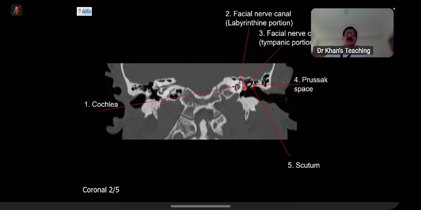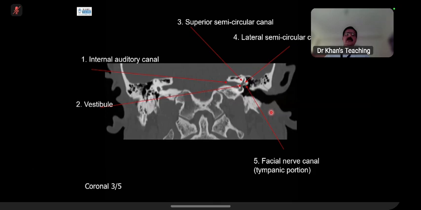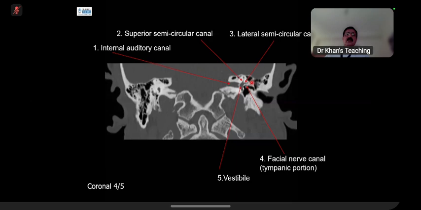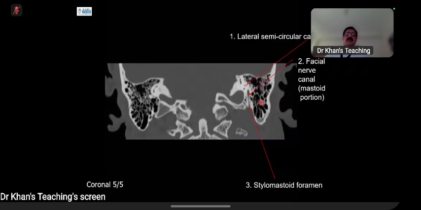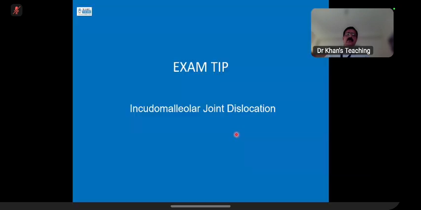This is the tympanic portion. This is the labyrinthine portion. And here we can see the superior semicircular canal, the lateral semicircular canal, and the facial nerve canal is inferior to the lateral semicircular canal. This is the lateral semicircular canal. And inferior to that is the facial nerve canal and the vestibule. And this is the descending portion, which is the stylomastoid foramen, and this is the descending portion. On a sagittal, we can see the same thing.